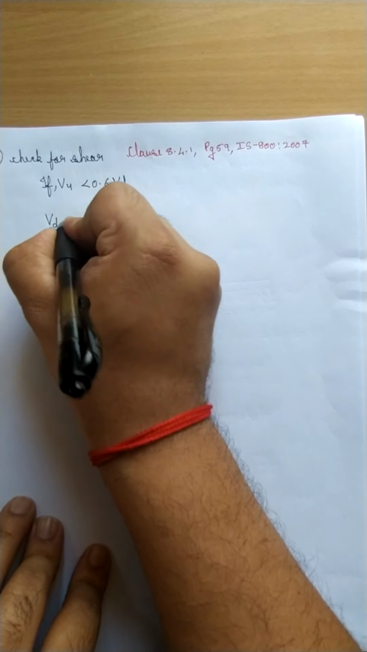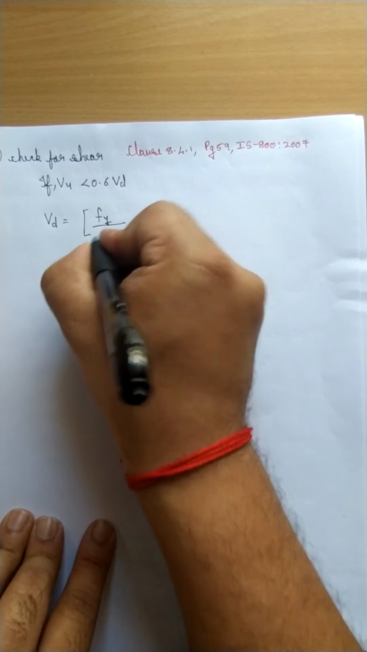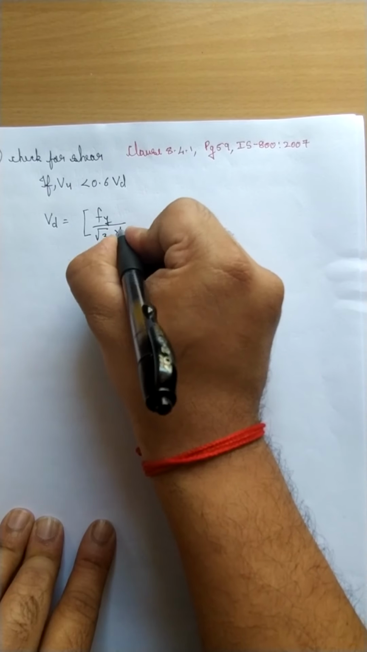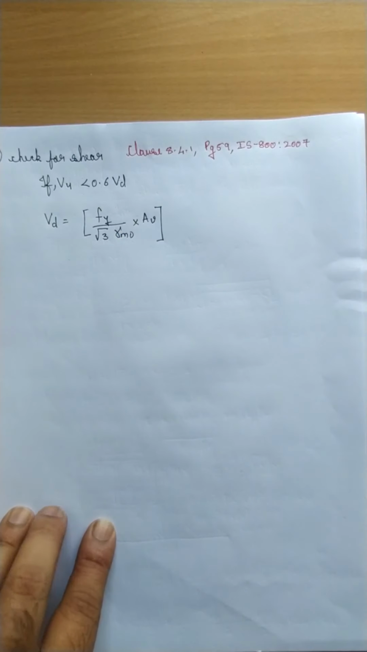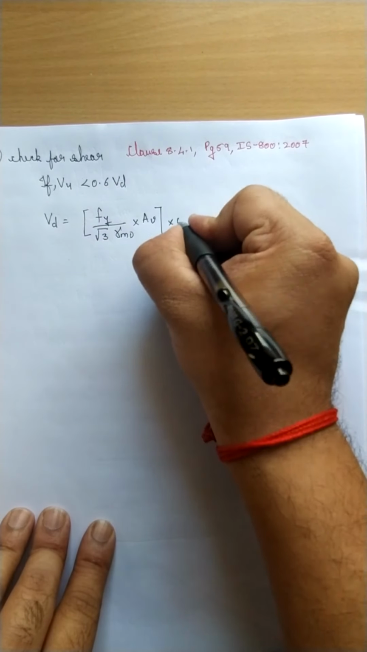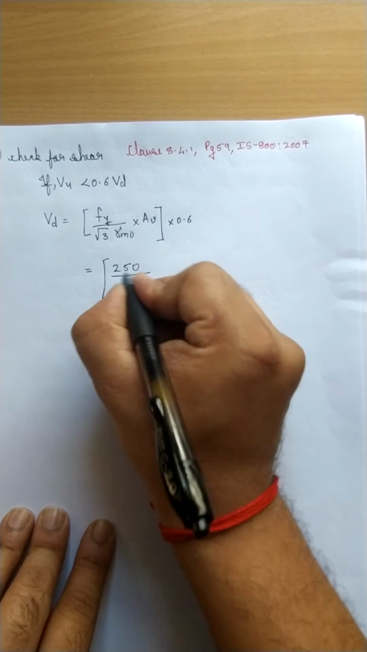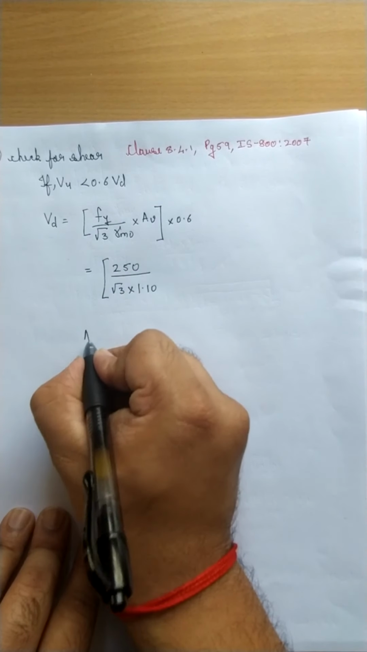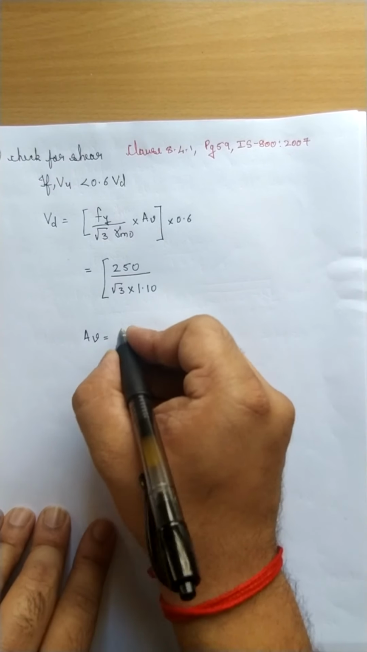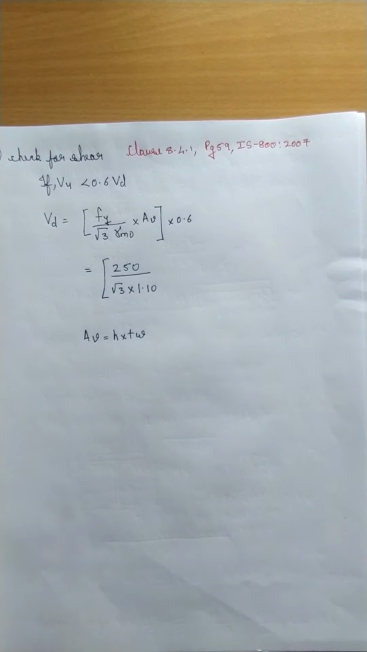So VD is computed as Fy divided by root 3 gamma m naught into AV. For this I will multiply this with 0.6. So Fy we already know it is 250, then root 3 gamma m0 is 1.1. So AV has to be calculated. AV is nothing but shear area, which is given by H into TW. H into TW.